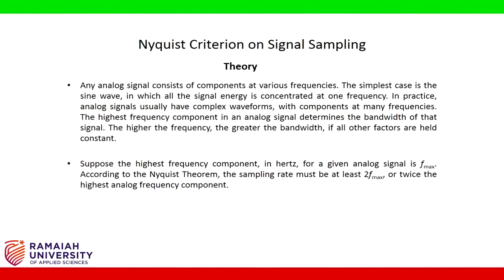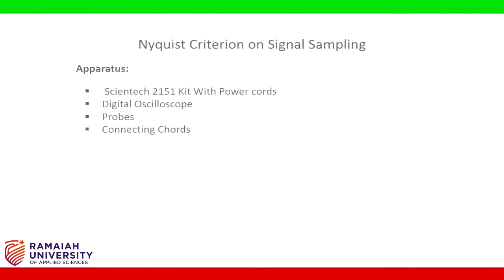Suppose the highest frequency component in Hertz for a given analog signal is f max. According to the Nyquist theorem, the sampling rate must be at least 2 f max, or twice the highest analog frequency component. The apparatus required are Syntec 2151 kit with power cords, digital oscilloscope, probes and connecting cords.